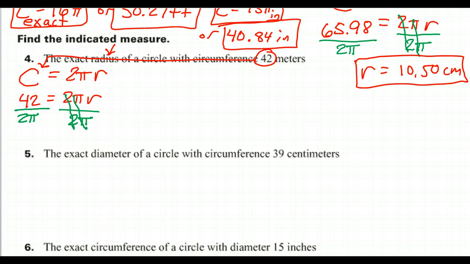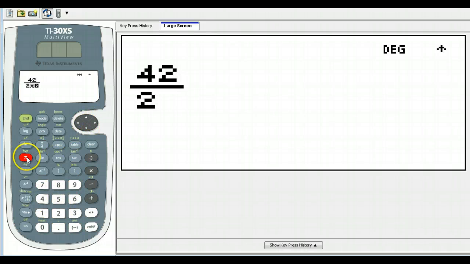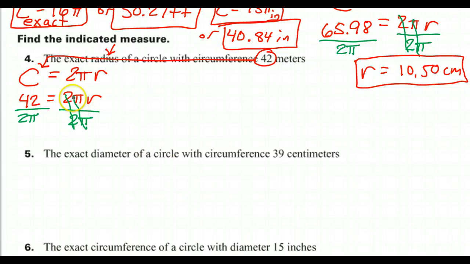Now, I'm curious what the calculator will give me. Now, it says exact, so I don't want any decimals. But what will the calculator do if I put 42 over 2 pi? I don't actually know at this moment. Okay, it goes straight to the decimal. So that's not going to be what I want. So I'm going to have to actually use my brain a little bit.